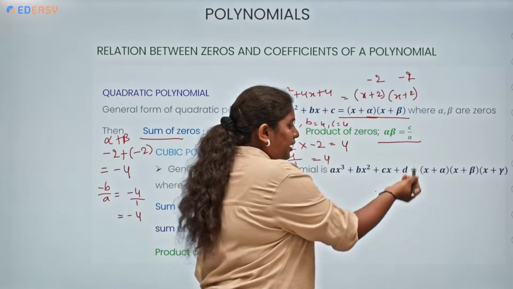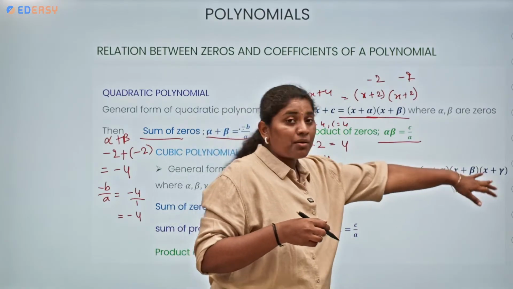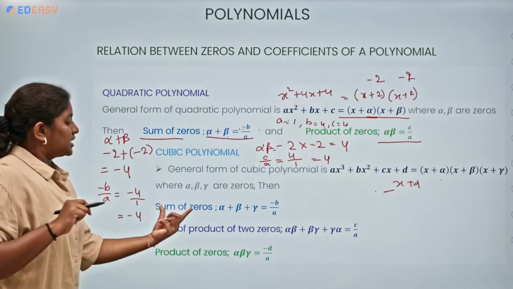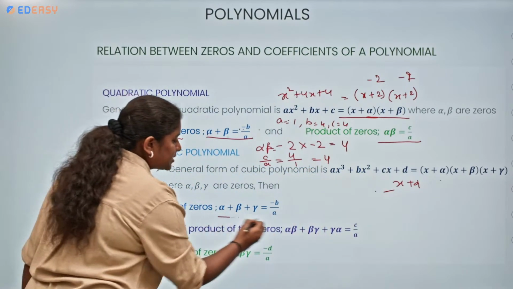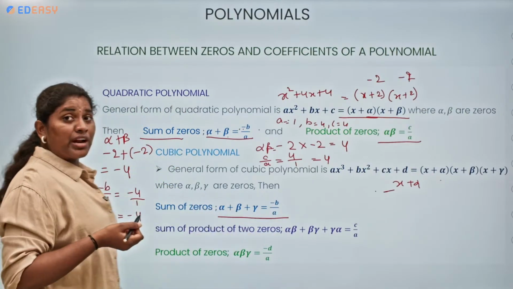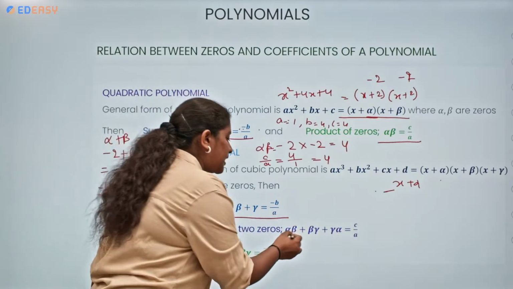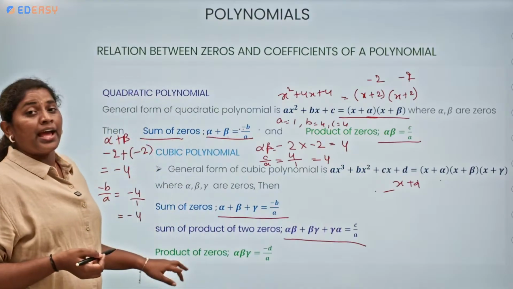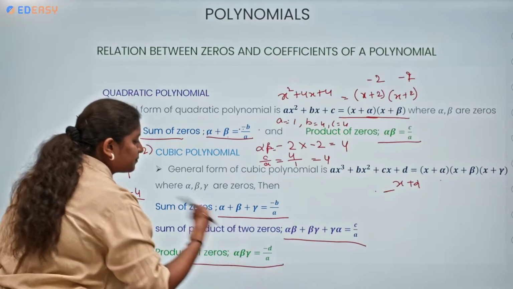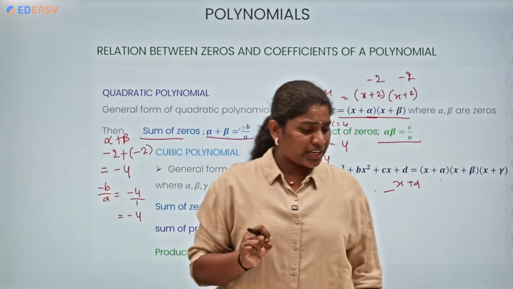Now alpha, beta, gamma will become the zeros of the polynomial. The relations will become: sum of zeros equals minus b by a; sum of products of two zeros, that is alpha beta plus beta gamma plus gamma alpha, equals c by a; and product of the zeros, alpha beta gamma, equals minus d by a. Okay, yes. So still any doubts for anyone?